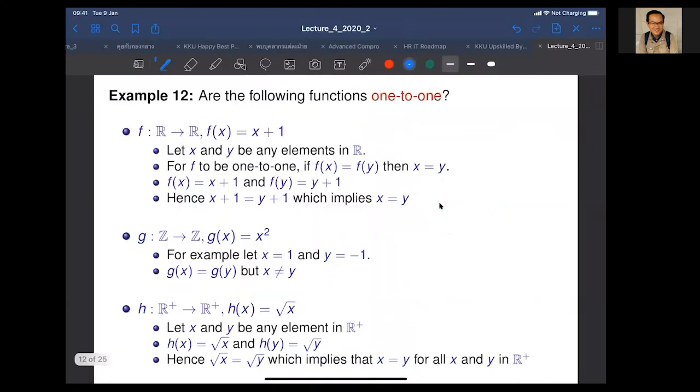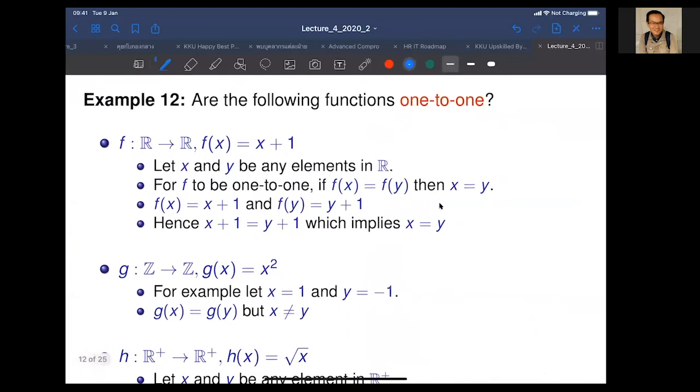Let's see some examples. Let's say f is a function from R to R, okay. F is a function from set R to R, which means that it's connected from the real number set to the real number set. And then define f as f of x is equal to x plus 1. Question: is f a one-to-one function? How do we check?